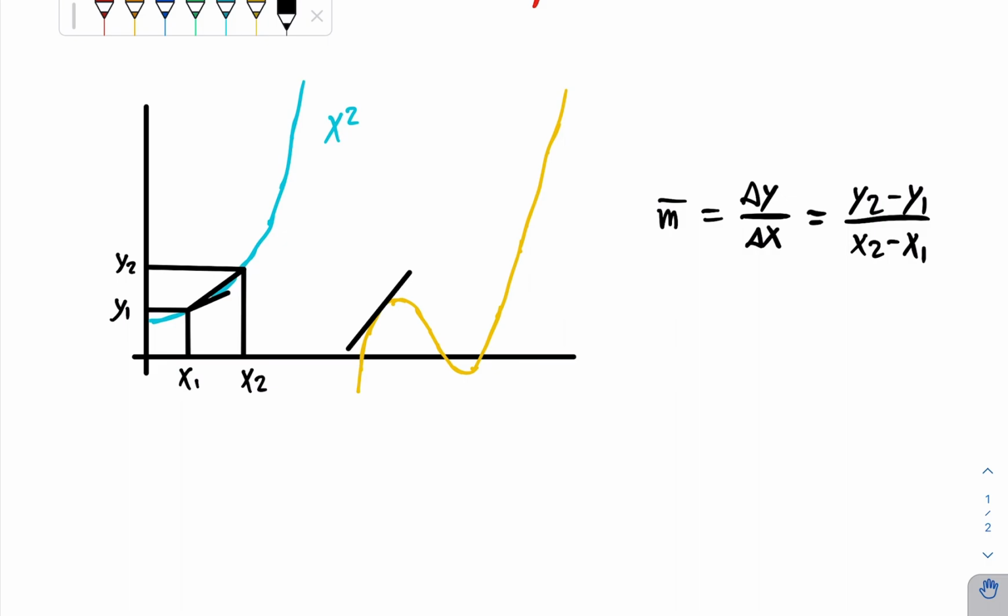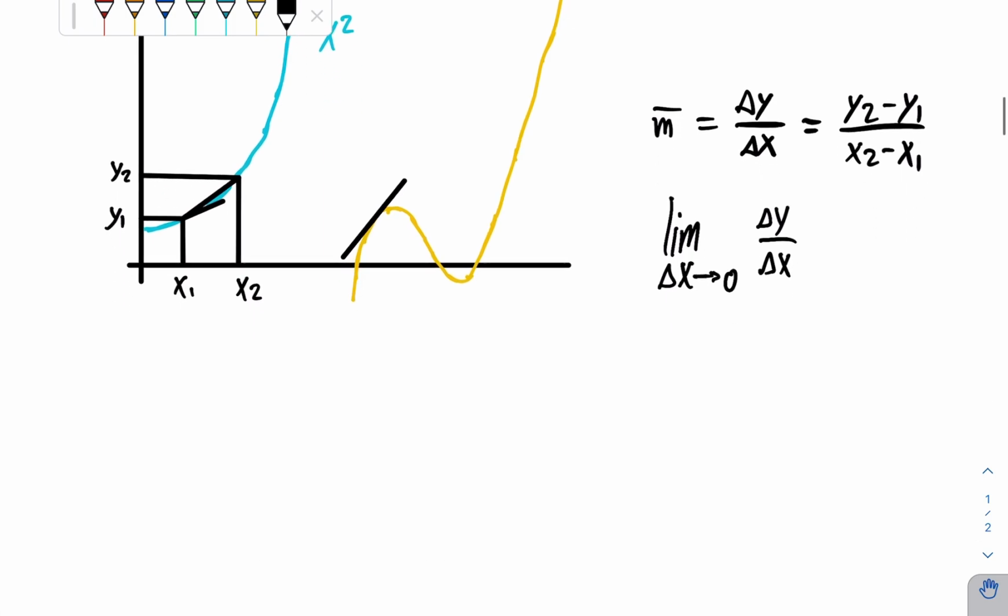So how do we do that? Well, what we're going to do is we're going to take a limit. So the definition that I want to create is that we will take a limit as delta x goes to 0 of delta y over delta x.